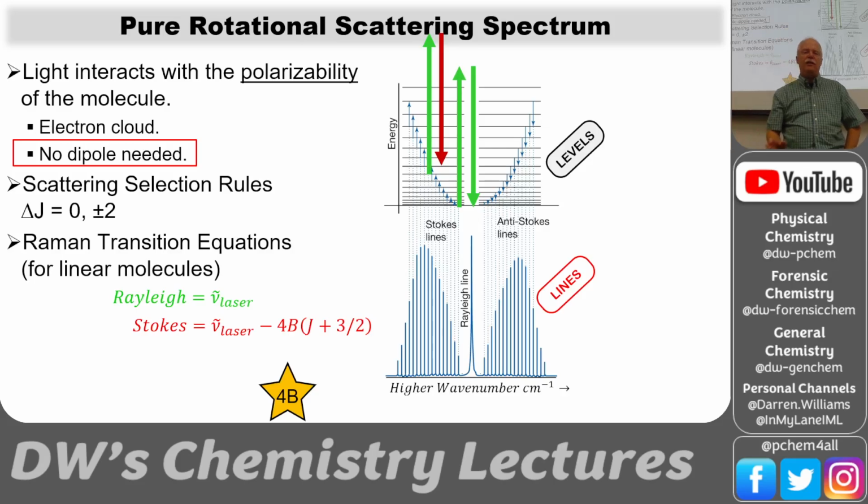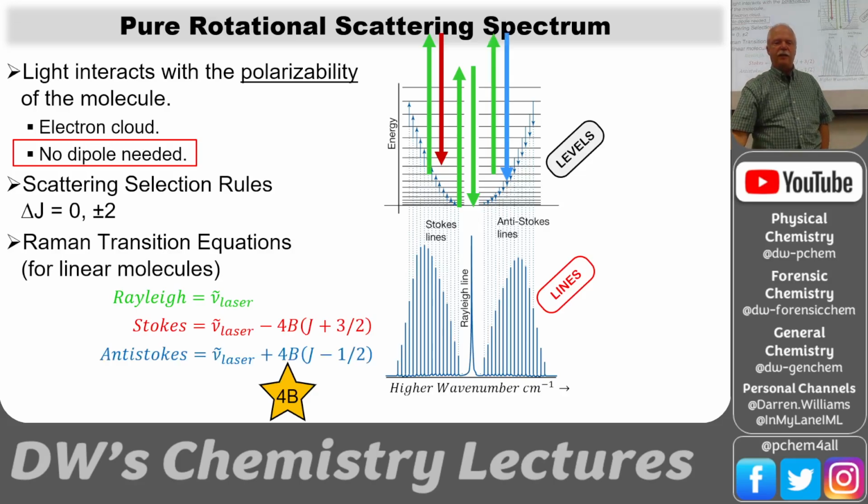But for the Stokes, the red-shifted laser line, you have the laser line minus this piece, and this piece is related to the rotational energy level changes. It's 4 times B times the quantum number plus 3/2. So this is our differences in the energy levels, I mean, differences in the spectral lines in a Stokes rotational Raman spectrum. And then for the anti-Stokes, where the molecule is relaxing and giving some of its energy to the laser line, you get blue shifted light coming out. It's shifted by this 4B times J minus 1/2.